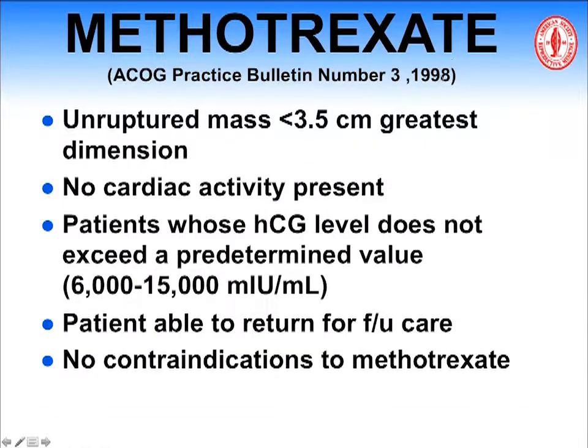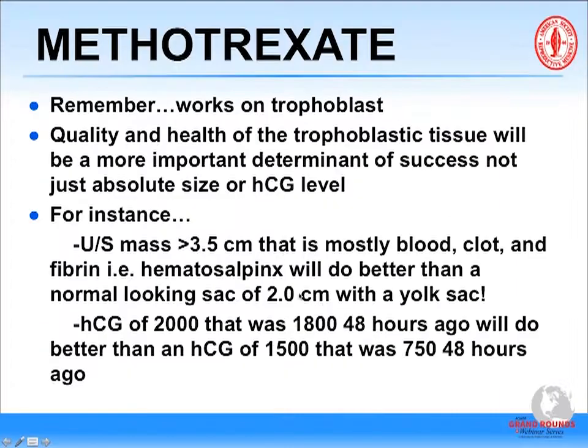The practice bulletin in 1998 used to say, and maybe some of you have heard this bantered around, to use methotrexate, you want a mass less than 3.5 centimeters, no cardiac activity, you want an hCG that doesn't exceed 6,000 to 15,000. Well, think about it. How does methotrexate work? It works on the trophoblast. So the quality and health of the trophoblastic tissue will be the most important determinant of success, not the size of the mass on ultrasound or the absolute level of hCG.